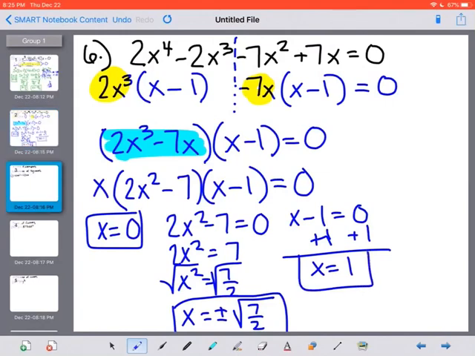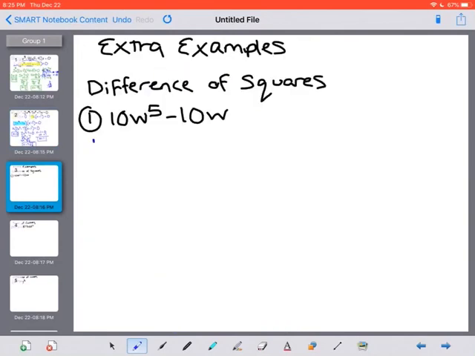I have a few more examples here, and then I'm going to go through for you just to help with reminding. So here it's difference of squares. We have 10w^5 minus 10w. First we need to check if there's a GCF. Okay, there is. It's 10w. So 10w is going to come out. I'm going to be left with w to the 4th minus 1.